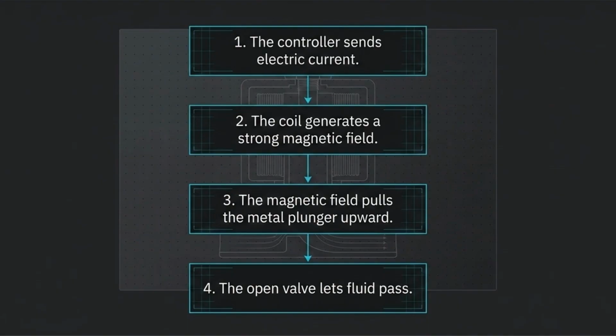Operation is straightforward. A controller sends current to a coil, generating a magnetic field. This pulls the plunger upward, opening the valve and allowing fluid to pass through.